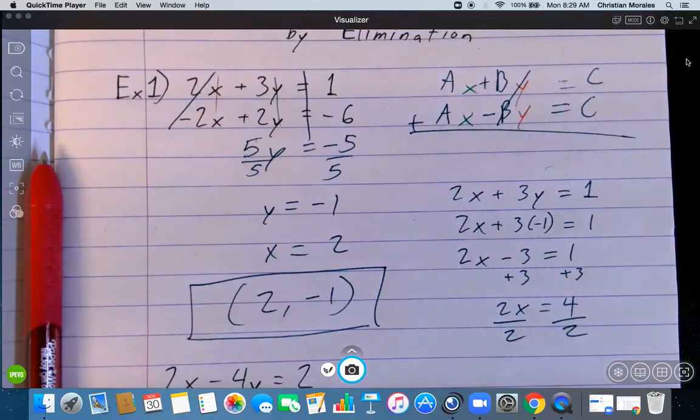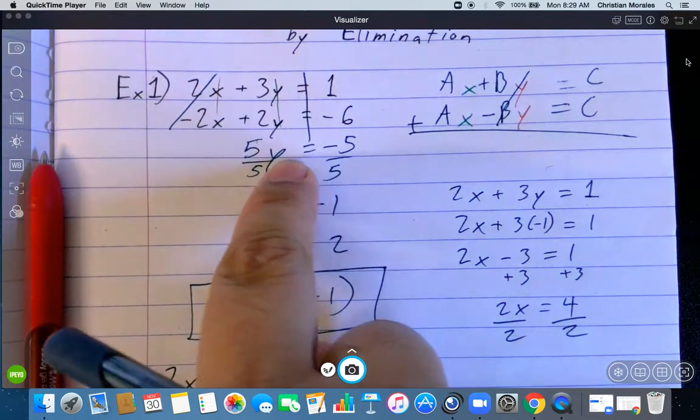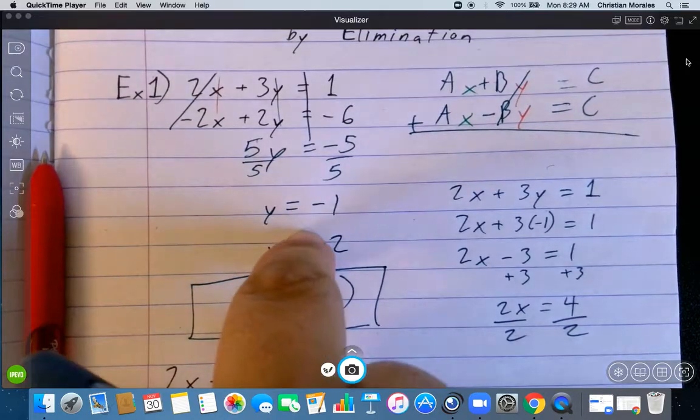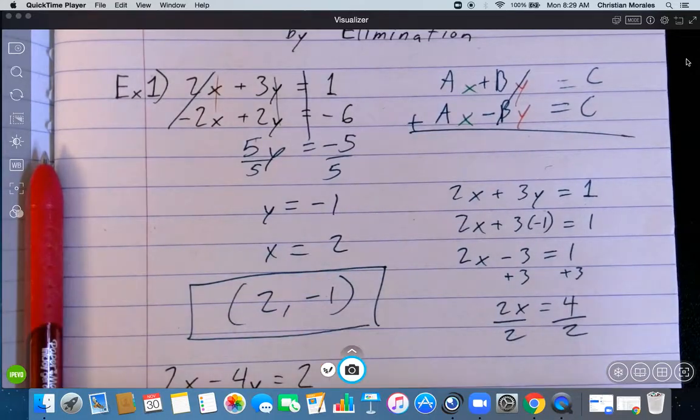And guys, that's solving by elimination. We added the two equations together to make one problem. Once we solve for that one, we plug in the answer and solve for the other variable. And that's it. That's how we do elimination.